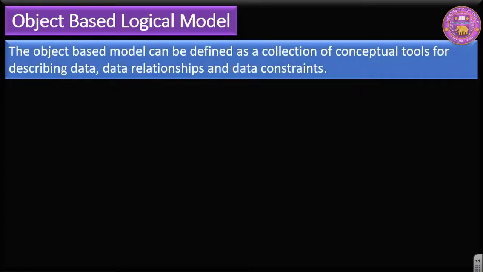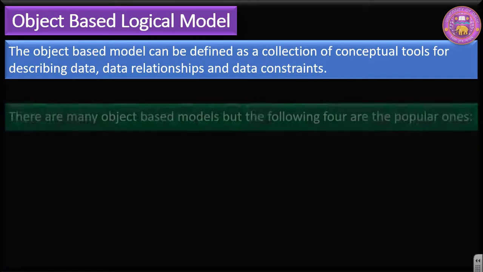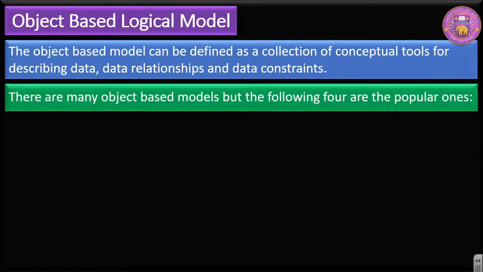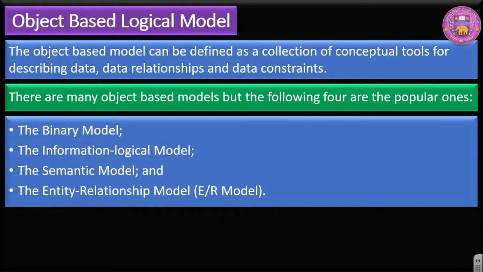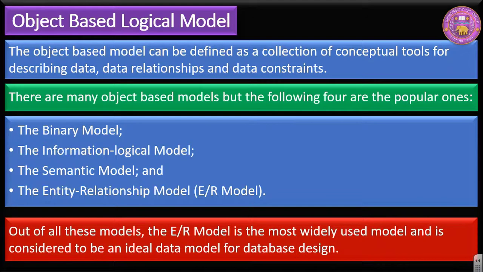In the category of object-based logical models, the object-based models can be defined as a collection of conceptual tools for describing data, data relationships, and data constraints. There are many object-based models, but the following four are the popular ones. The first one, binary model, the second one, infological model, the third one, semantic model, and the fourth one is entity relationship model, that is ER model. Out of all these models, the ER model is the most widely used model and is considered to be an ideal data model for database design.